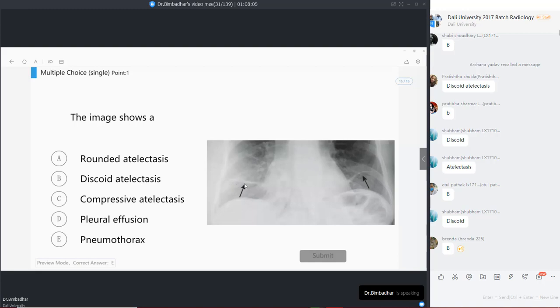Most of the people got it correct, okay? I have seen most of the people chose B. This is a classical example, okay? Try to learn the differences between rounded atelectasis, discoid atelectasis, and compressive atelectasis together, okay? This can be asked as an image. Most of the times, this will be asked as an image.